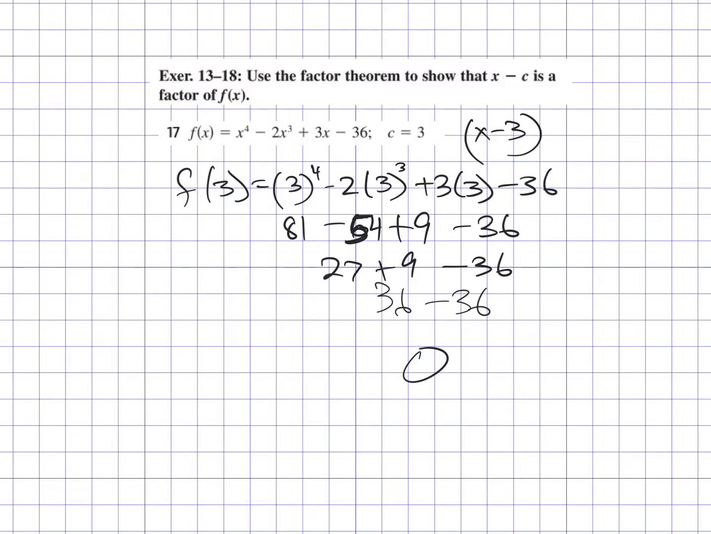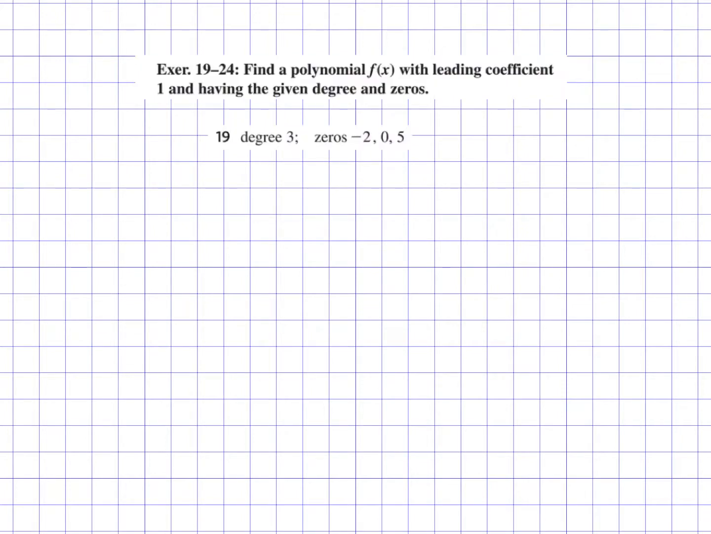Number 19. Find the polynomial with a leading coefficient of 1. So basically what that is, y equals, we have a degree of 3, so it's x plus 2, x minus 0, and x minus 5. It's positive 5, so that'd be x minus 5. And now you just figure it out.